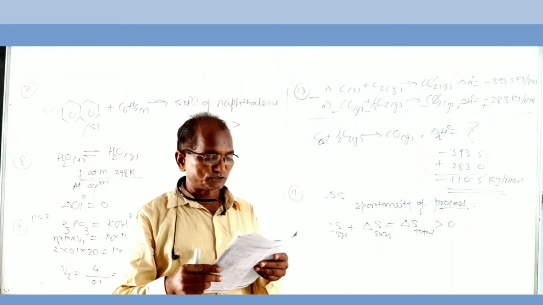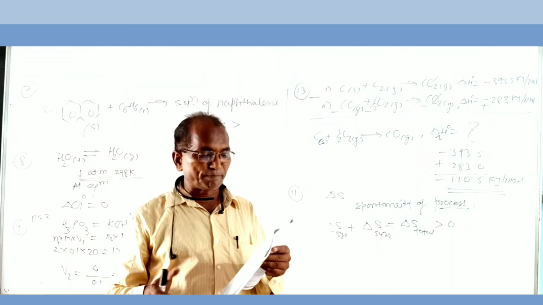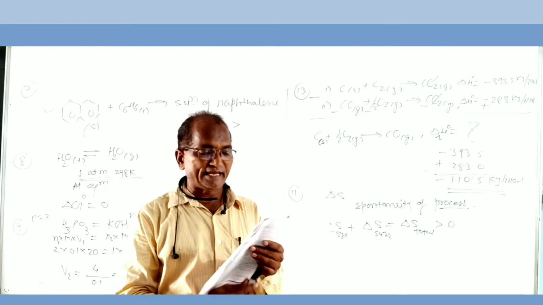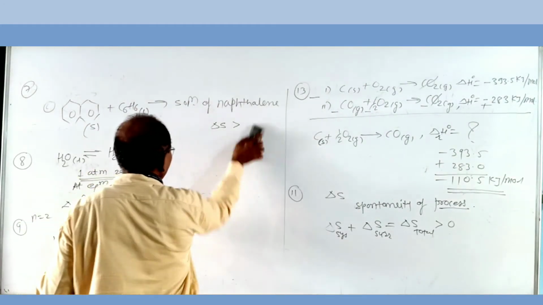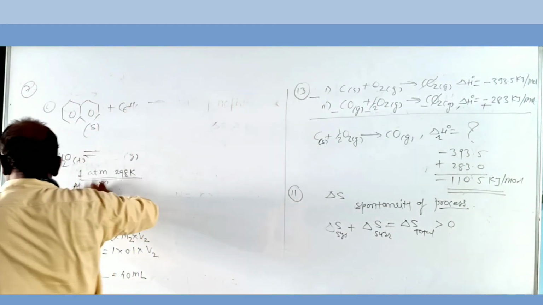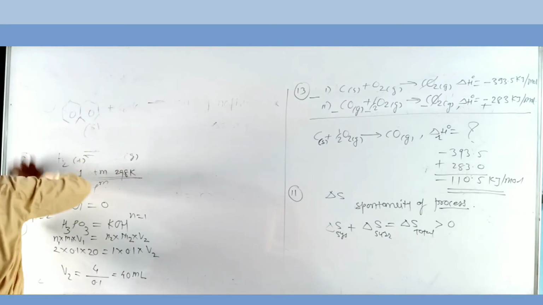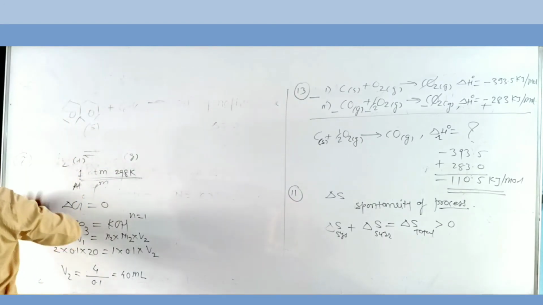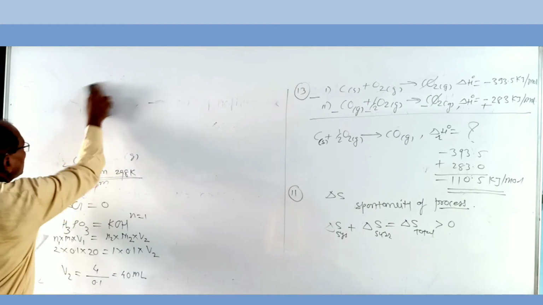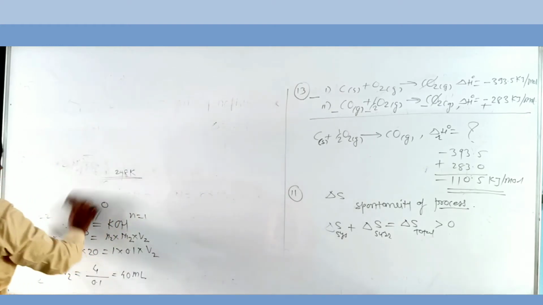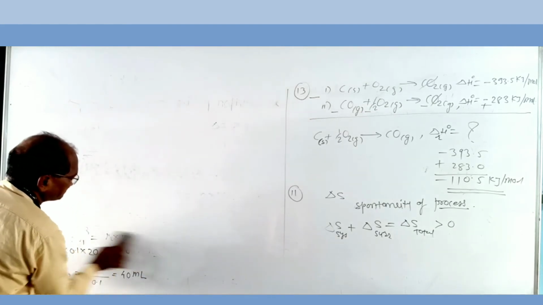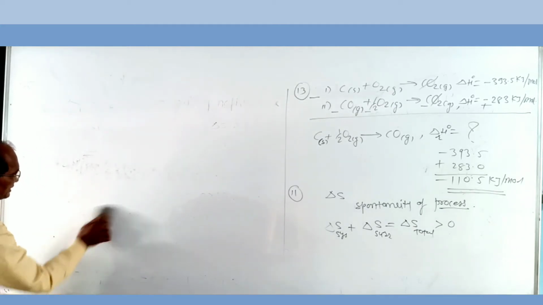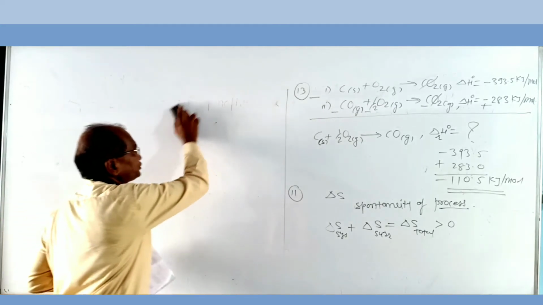Then question 13. The enthalpy of vaporization of a liquid is 30 kilojoule per mole, and the entropy of vaporization is 75 joule per mole. The boiling point of the liquid at 1 atm is. Boiling point of the liquid means we have to calculate the temperature here.